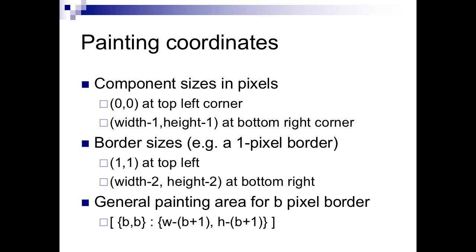Coordinates go from 0, 0 to width minus 1, comma, height minus 1, so you're actually off by 1 pixel. It's not exactly width and height. And that's because we're numbering starting at 0. The border sizes typically are a pixel at the top left and a pixel at the bottom right.